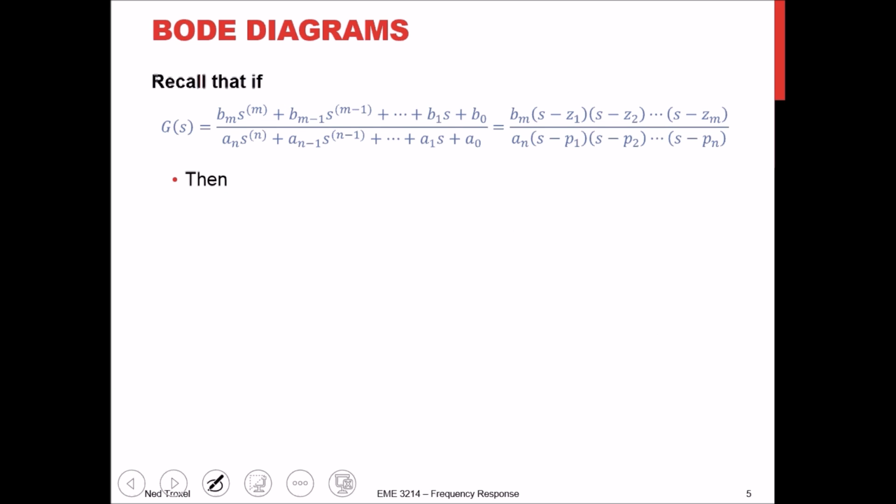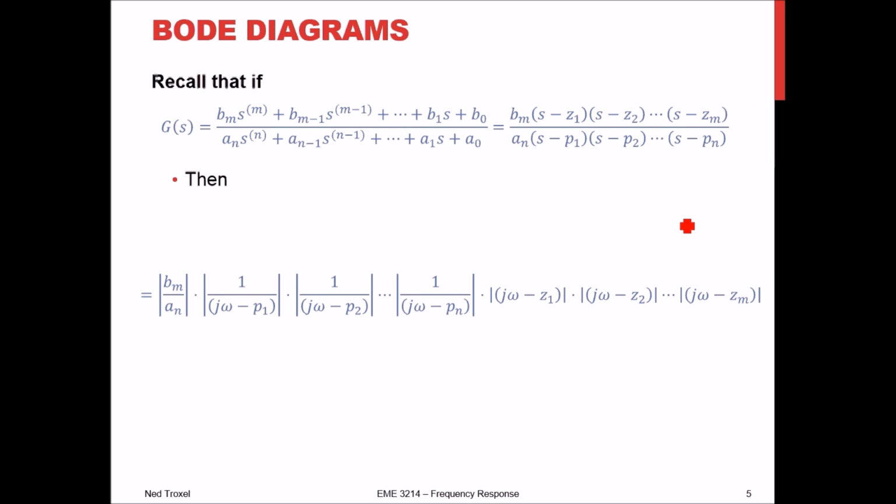So in general, we have a transfer function that looks like this formula. We have a ratio of polynomials. And the important thing is that we can split it up into a gain and zeros and a gain and poles.